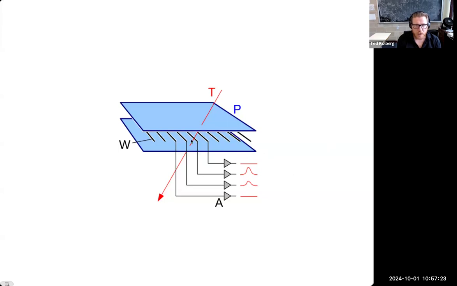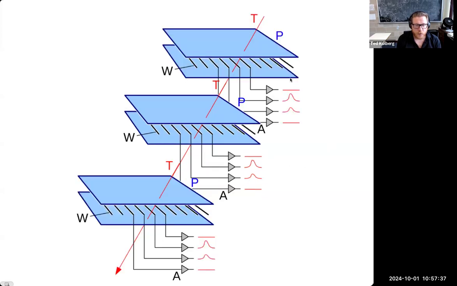So I don't want the signal to be quenched so quickly that I don't see any signal on the second wire, because that would actually degrade my position resolution. I would no longer be sensitive to where in the volume between these wires my particle went through. I can then further improve this by adding additional planes to my detector.